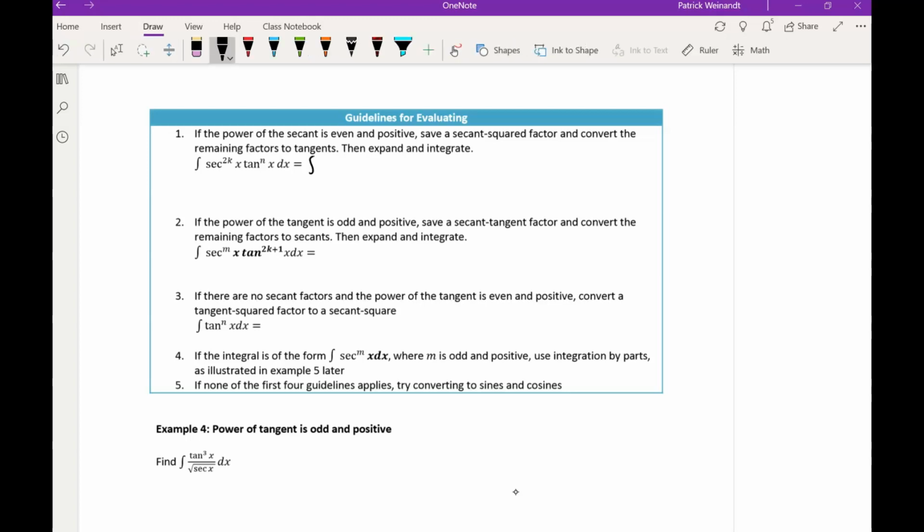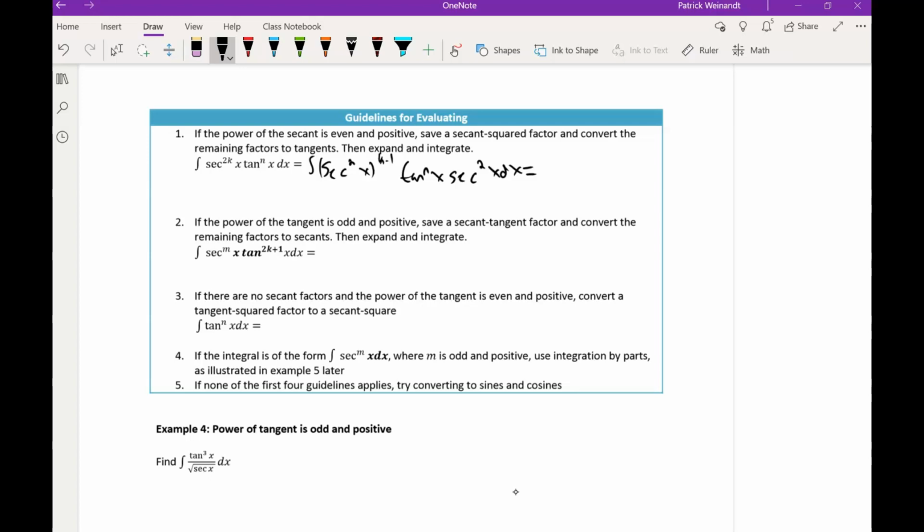So in this instance, the integral of secant to the 2k of x times tangent to the n of x dx is going to be the same as the integral of secant squared x to the k minus 1 times tangent to the n of x secant squared x dx. So at this point we have factored out a secant squared factor. Okay, so that's our first step. Basically take out a secant squared factor and then convert everything to tangents.